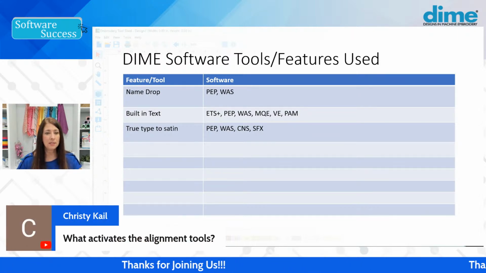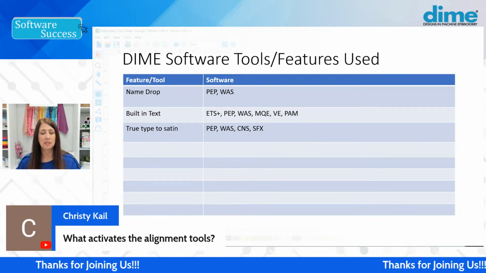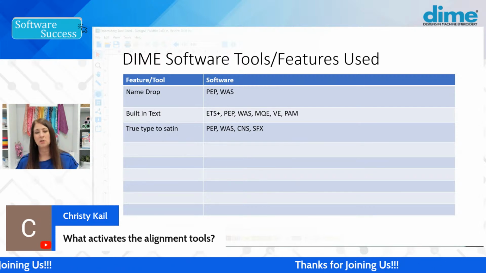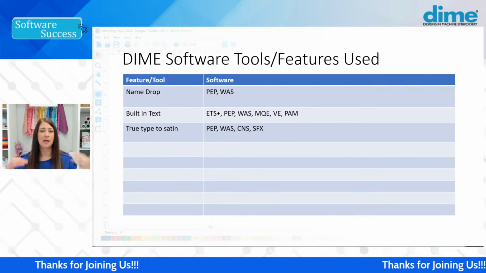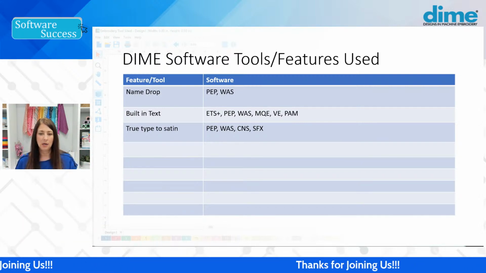Christy Kale asks, what activates the alignment tools? You have to have two objects on the screen for the alignment tools to be active. So at least two objects, something to actually align with the other object on the screen. Really good questions.